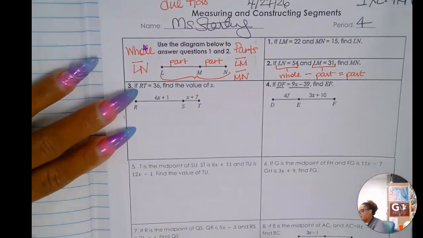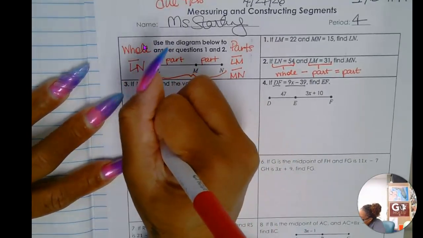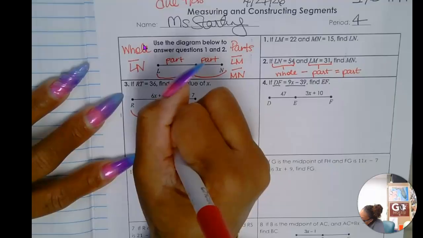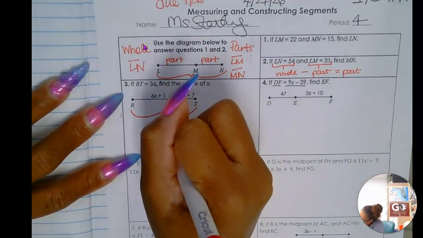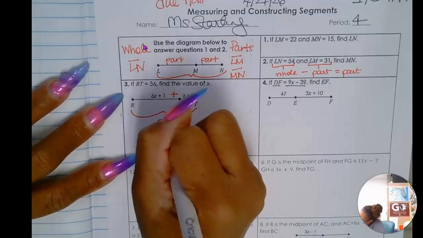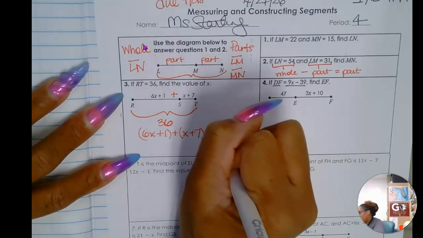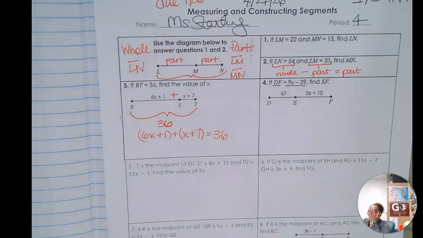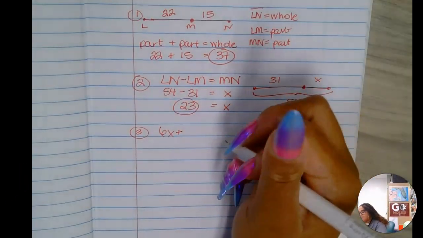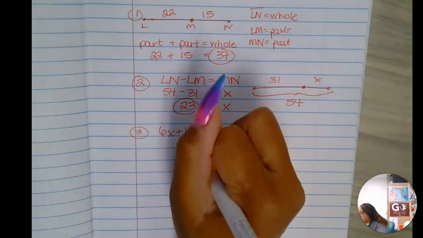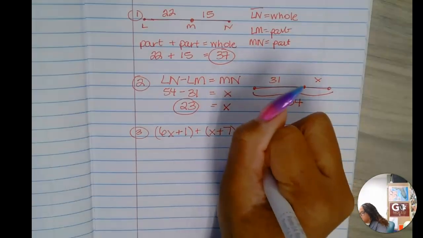Number 3. It says RT equals 36. Find the value of x. So that means this whole thing equals 36. So I'm going to add these together, this piece plus this piece. 6x plus 1 plus x plus 7 equals 36. So then we transfer this to 6x plus 1 plus x plus 7 equals 36.